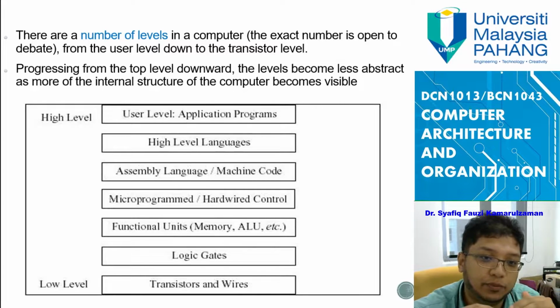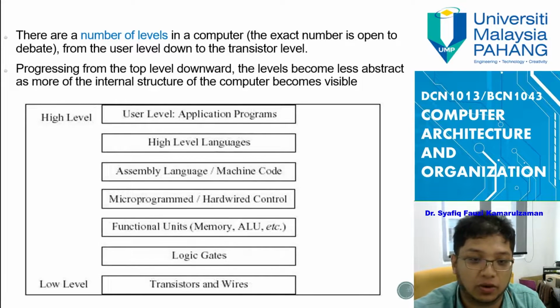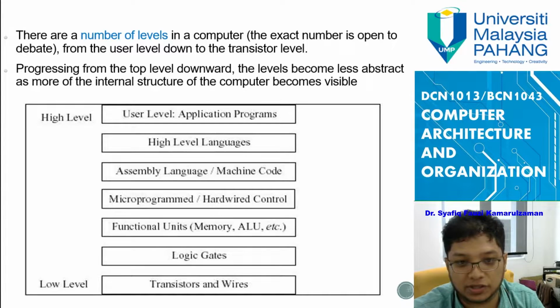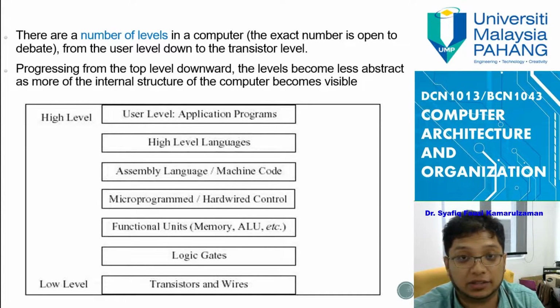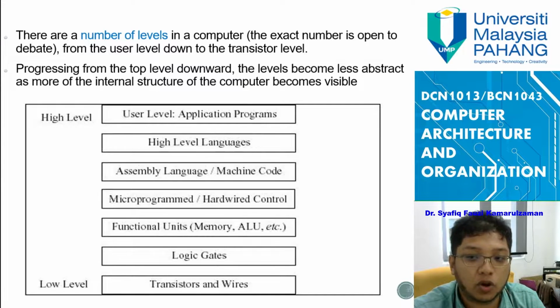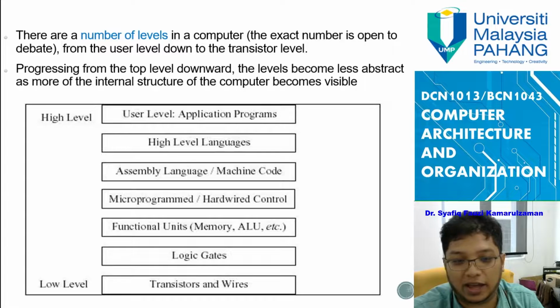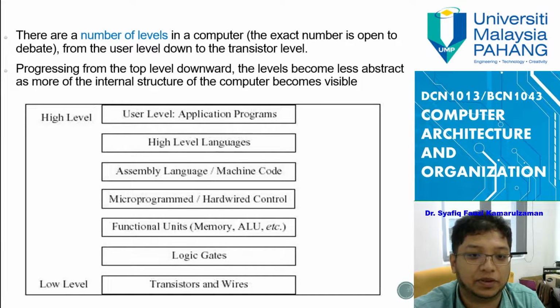Under it we have the assembly language, also known as machine code. When you compile these high level languages, they become the assembly language, or machine code, which is more like binary, so that the computer will understand what you want it to do. Under that we have microprogram and hardwired control. This is where all those components link to each other.